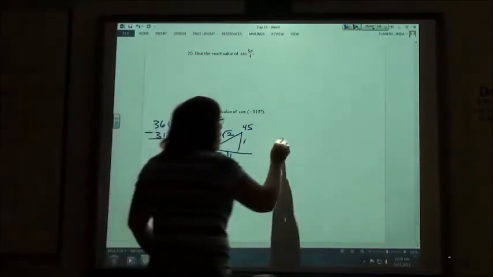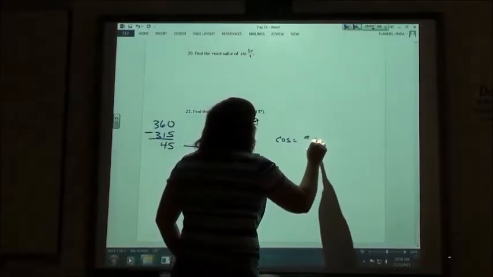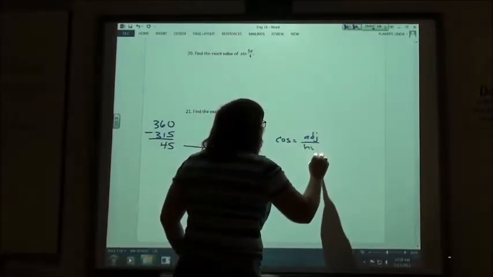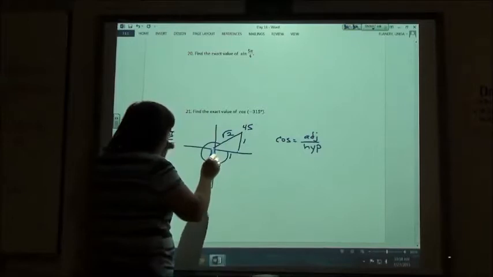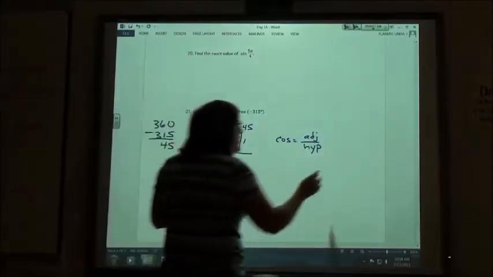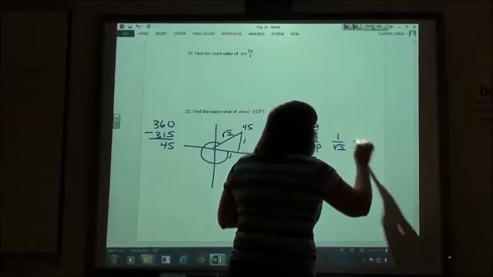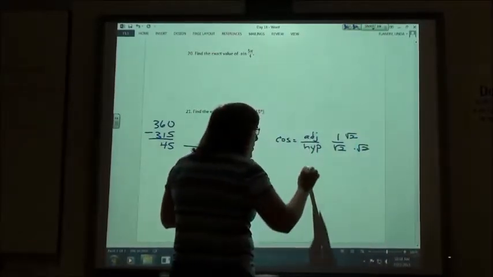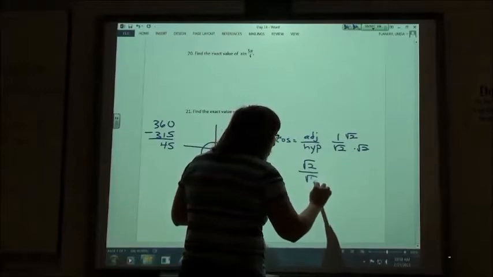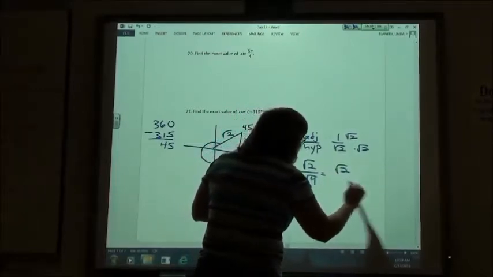So if I'm going to do the cosine, I'm going to do the adjacent over the hypotenuse. My adjacent side is 1, so I get 1 over the square root of 2. And again, when I rationalize that one, which you'll do a lot, we end up with the square root of 2 over the square root of 4, which is the square root of 2 over 2.